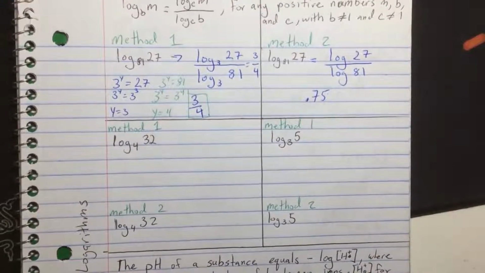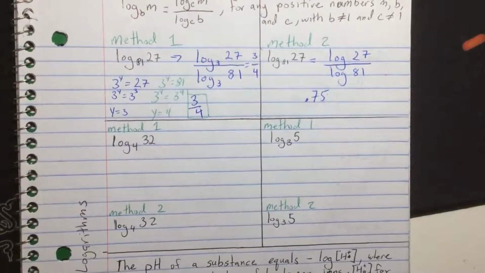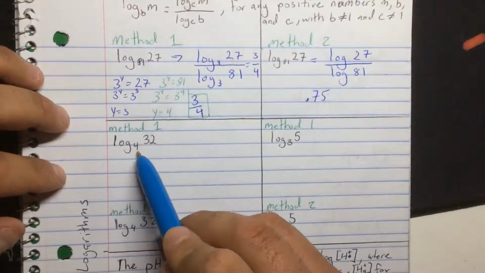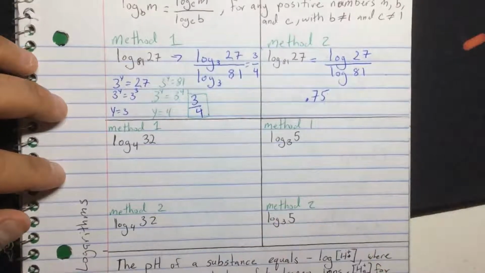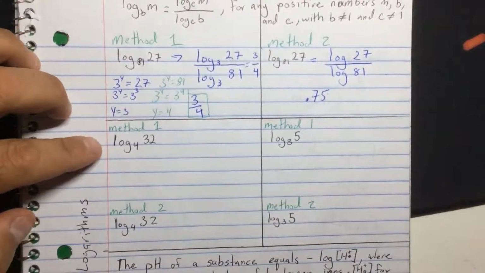All right, this is part 2 of Foldable number 2 for section 7.4, properties of logarithms. For this one we have our log base 4 of 32, and we have our method 1 and method 2 there. We're going to go ahead and get started with our method 1.